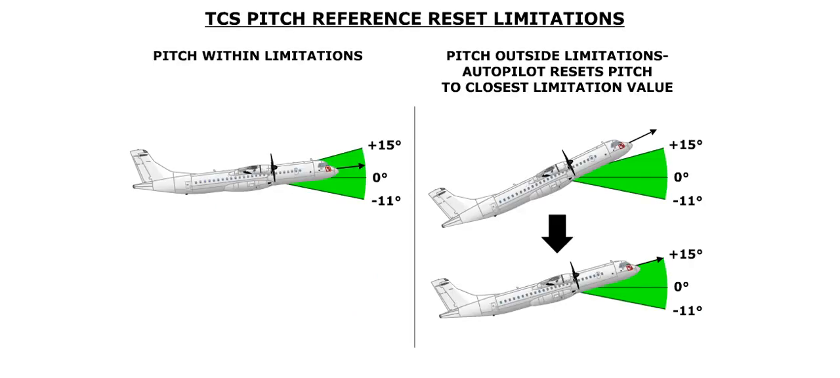There are some limitations to this reference reset. The pitch angle must be within +15 and -11 degrees at the time the TCS push button is released. If the pitch exceeds these values at the time of the push button release, the autopilot will automatically reset the pitch reference to the closest value.